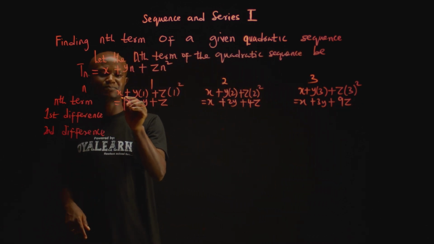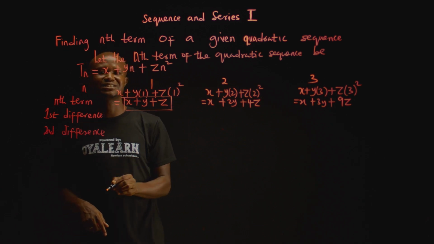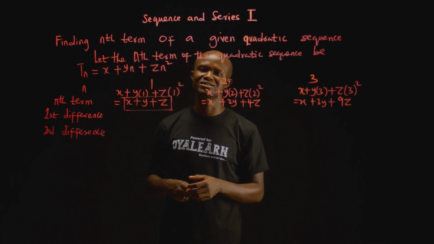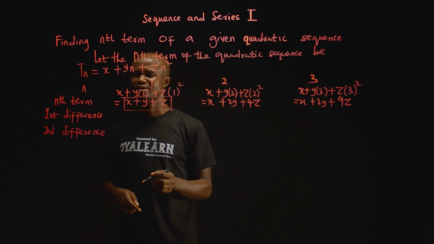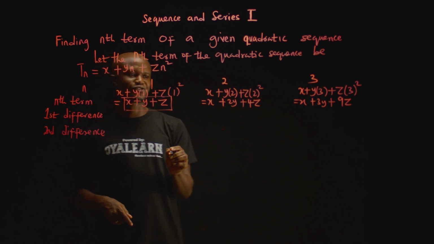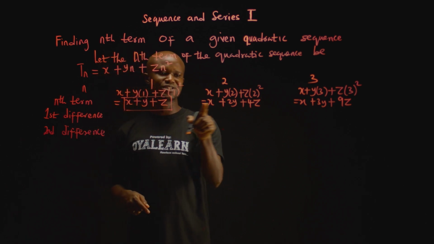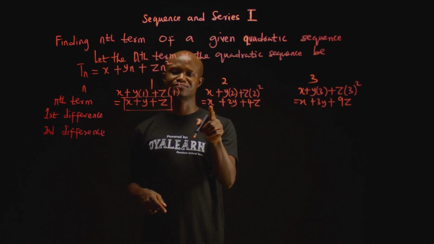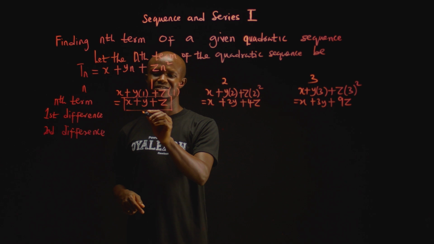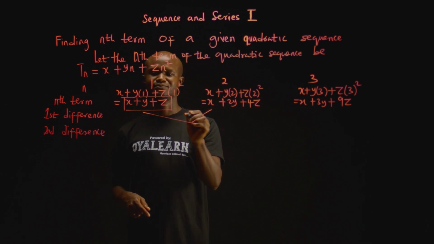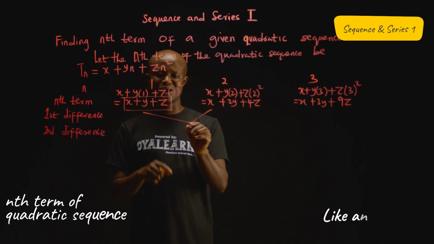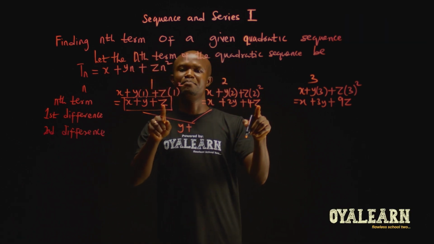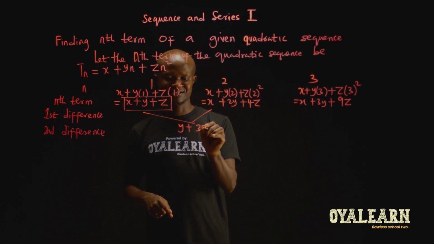x plus y plus z represents the first term of the quadratic sequence. Take note. Let's look at the first difference. The difference between these two: x minus x, what are we going to have? 0. 2y minus y, we have y. And 4z minus z, we have 3z.